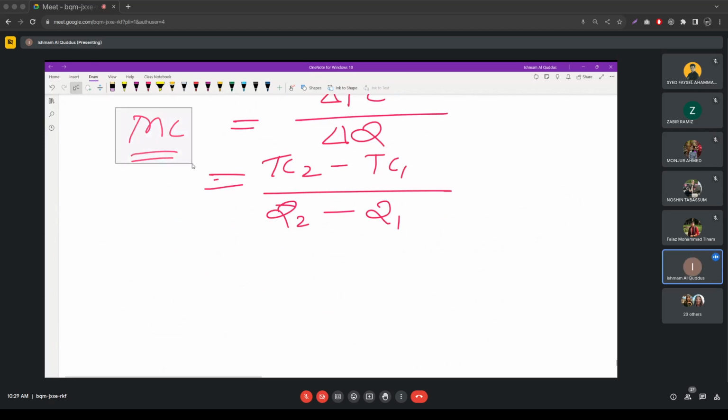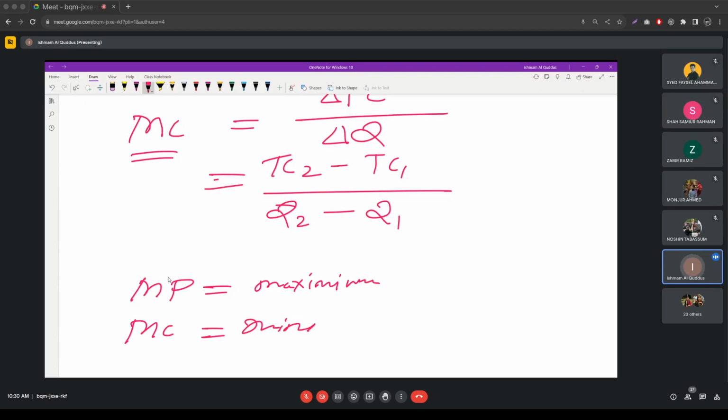This is sort of the opposite of marginal productivity, right? Because if you think of MP and MC, so MP, when it reaches its maximum level, what do you think would happen to the marginal cost? Minimum. Minimum. Why? What's the explanation? Why is it the minimum?